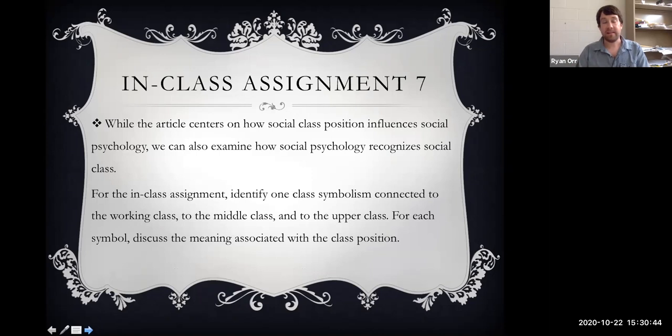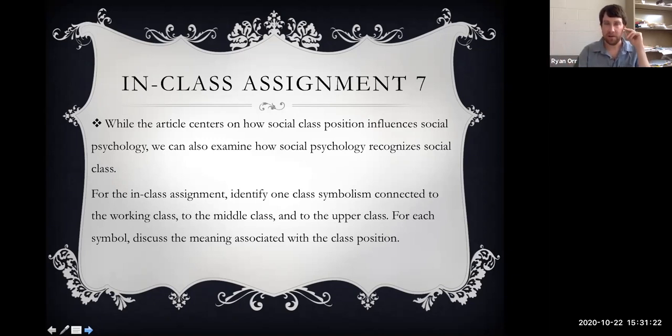So for the next in-class assignment 7, I want you to look at the other side of the coin, not how class position shapes your social psychology, making you perhaps a happier person or not, but how people recognize class. So how social psychology recognizes class throughout social life. Basically I ask you to do 3 things. Identify class symbolism with the working class, with the middle class, and with the upper class.